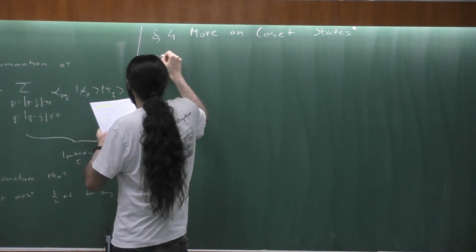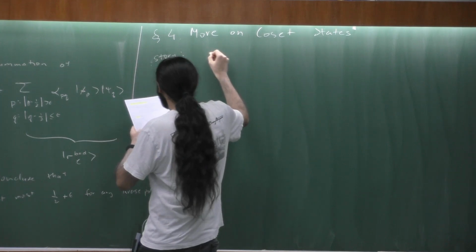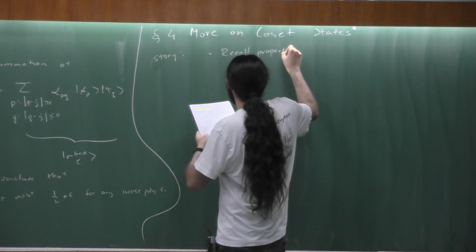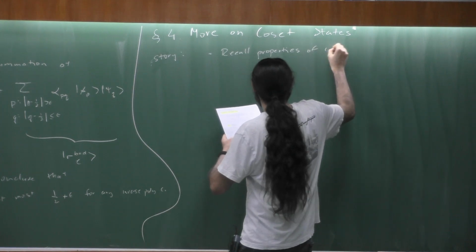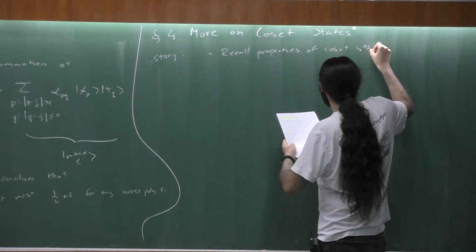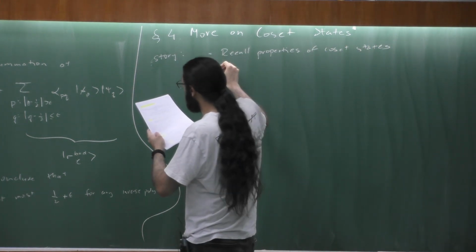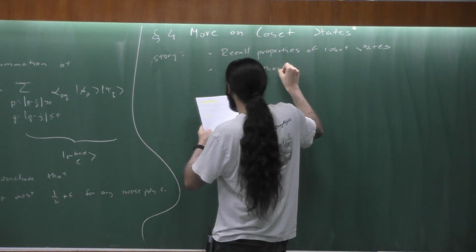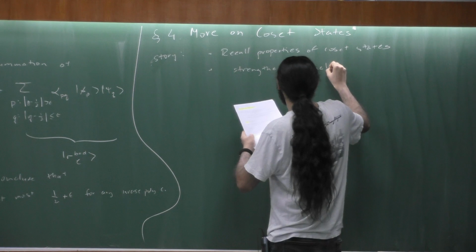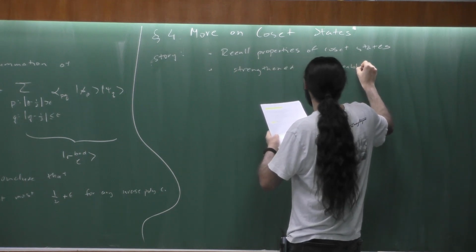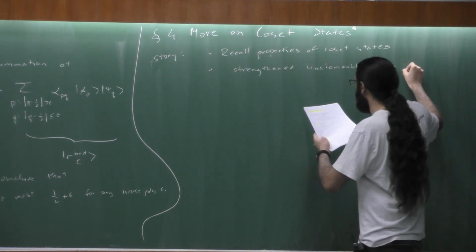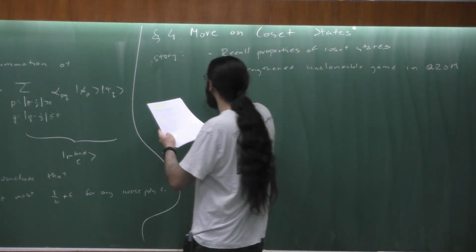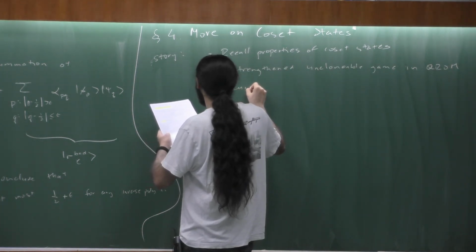So here's the story. We'll start with recalling some properties of coset states, and then we're going to look at the strengthened unclonable game in the quantum random oracle model, and then we look at the security of this game.